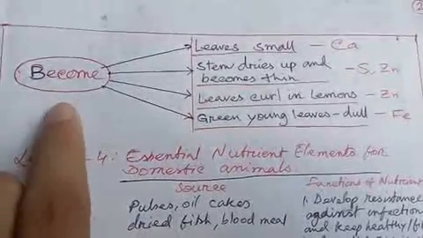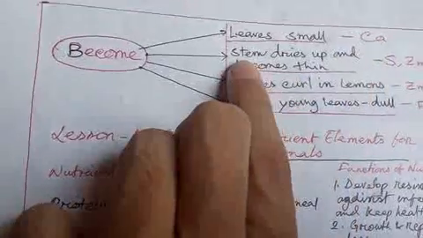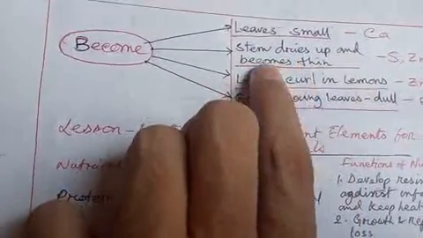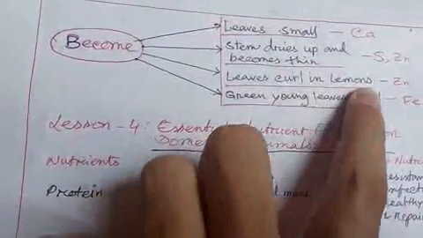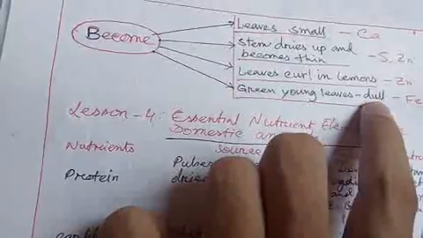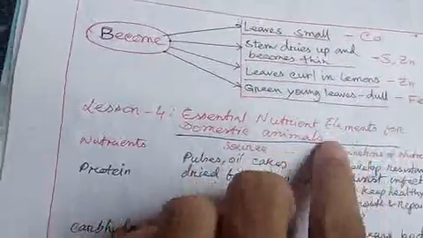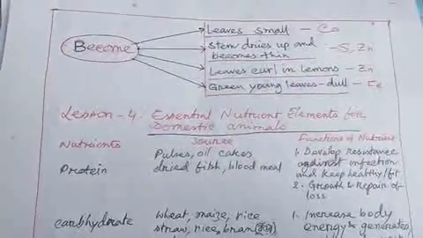Few more things to know: that is leaves become small without calcium; stem dries up and becomes thin without sulfur and zinc; and leaves curl in lemons without zinc; green young leaves become dull without iron. So this is all about lesson 3. Now start with lesson 4.